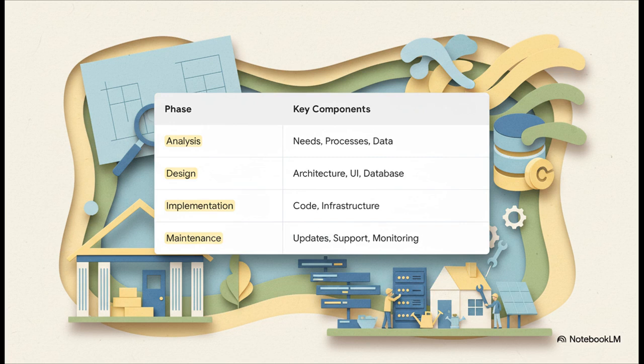So let's just do a quick recap of our journey. We started with analysis, where we figured out the core needs and the data. We moved to design, creating those architectural blueprints. Then came implementation, the actual construction of the code and infrastructure. And it all leads to maintenance, the long-term care that keeps the whole thing running smoothly. See how each phase builds directly on the one before it?